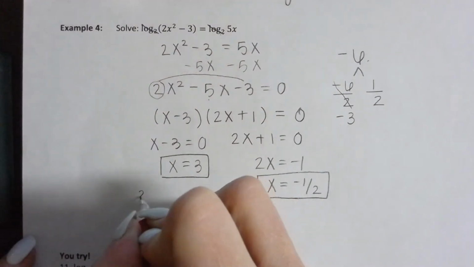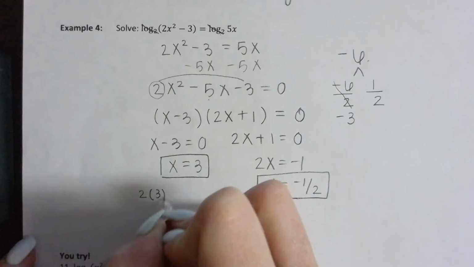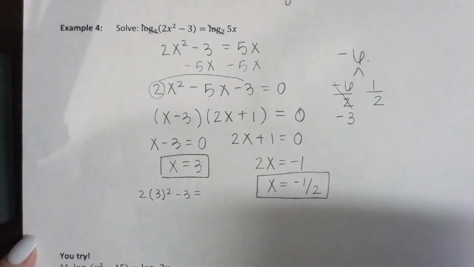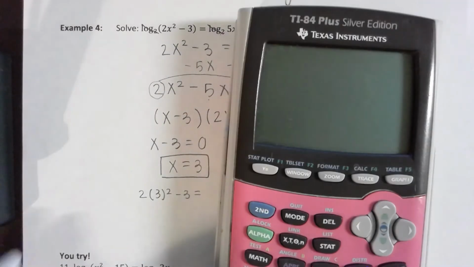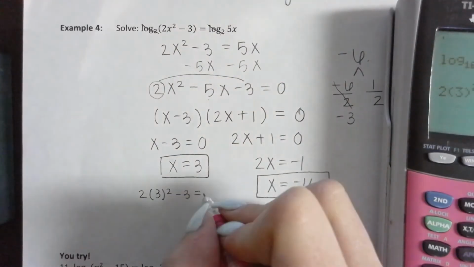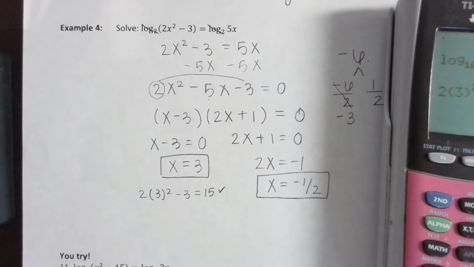So I'll take 2 times 3 squared minus 3. And I just like to plug that right into my calculator. So 3 squared minus 3 gives me 15. 15 is a positive number, so I'm good to go.